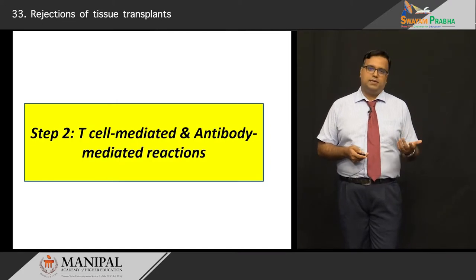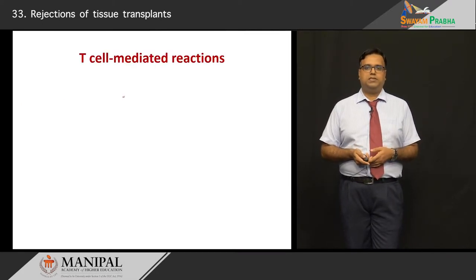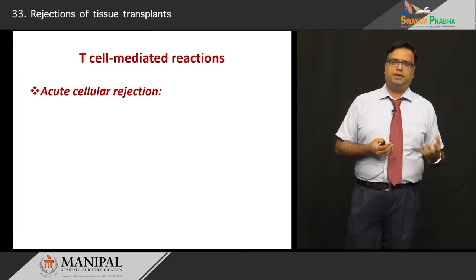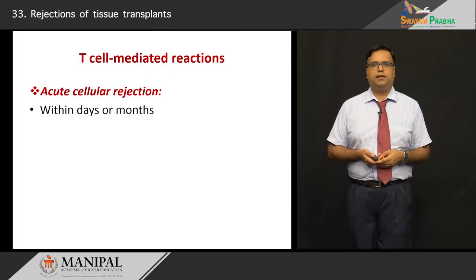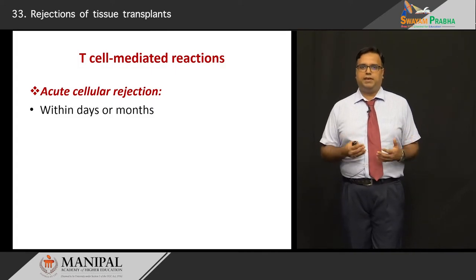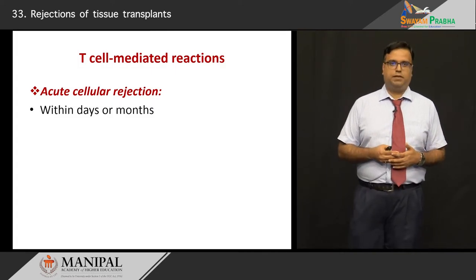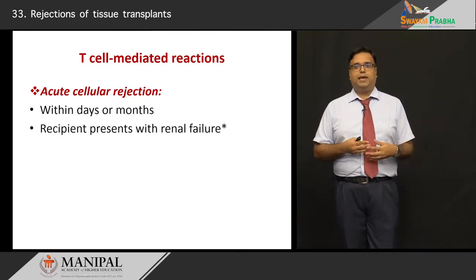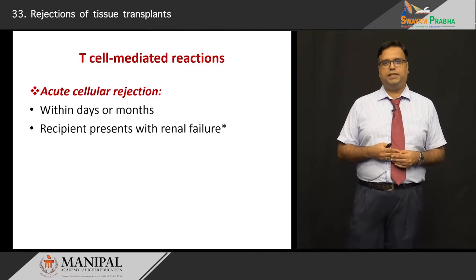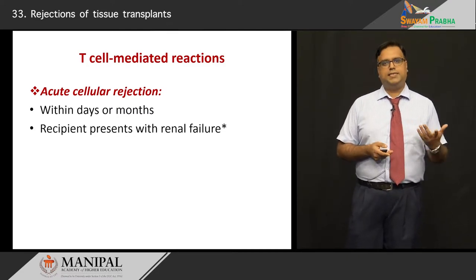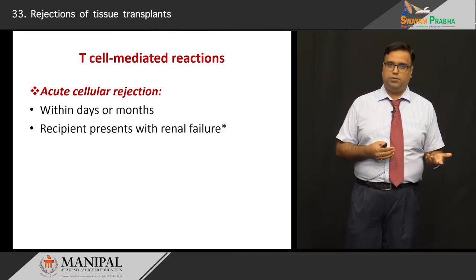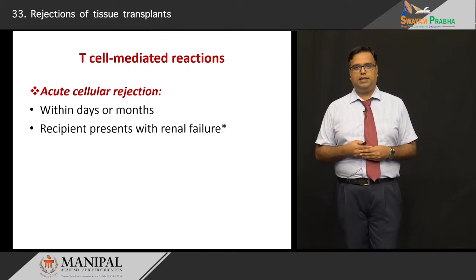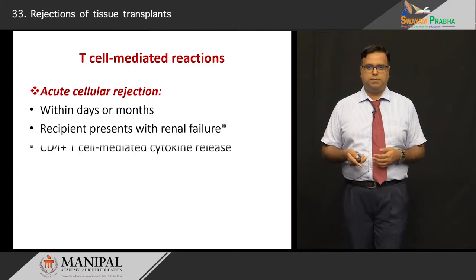Step 2 is T cell and antibody mediated reactions. The T cell mediated reactions, if you have to study them, can be clubbed as predominantly acute cellular rejection. As the name itself signifies, it is within days or months after the post-operative period. Now, these patients, in the context again of renal transplant, present usually with acute renal failure. The signs and symptoms could range anywhere between oliguria, anuria, rising blood urea nitrogen, creatinine levels, and other manifestations.